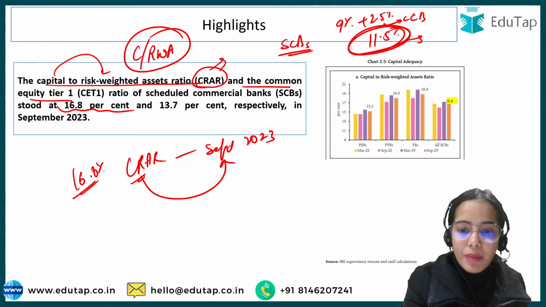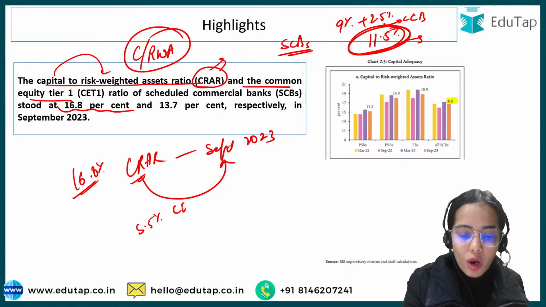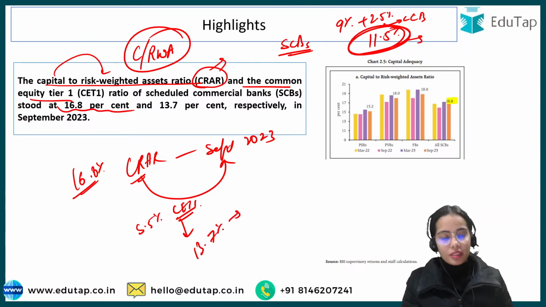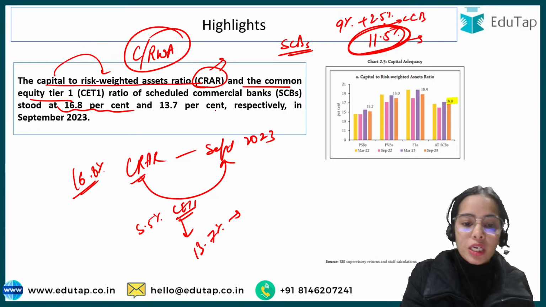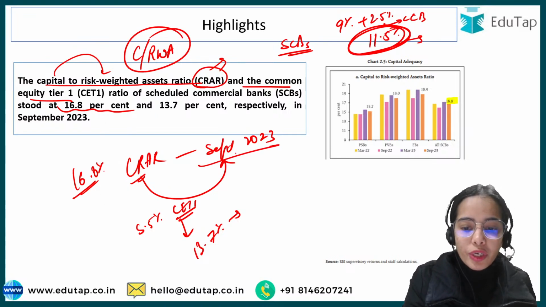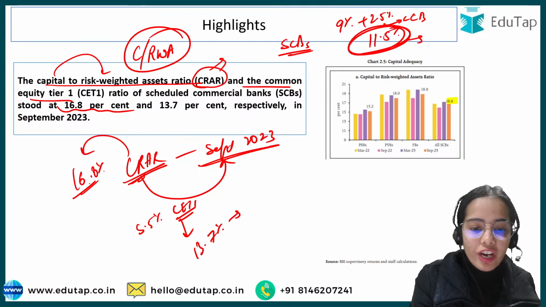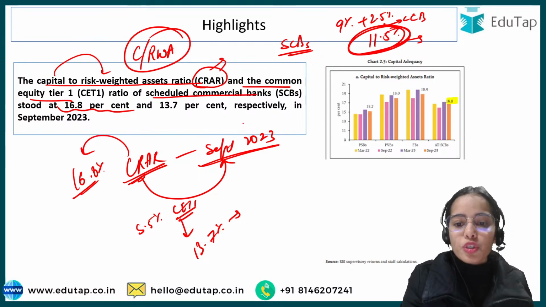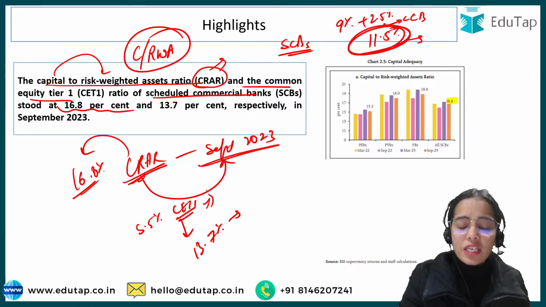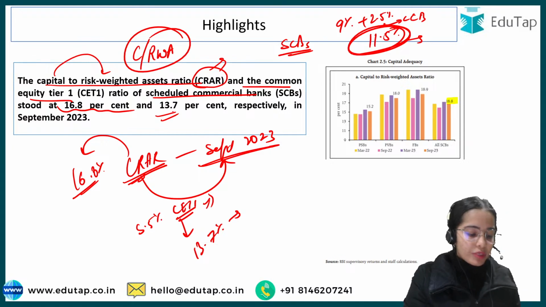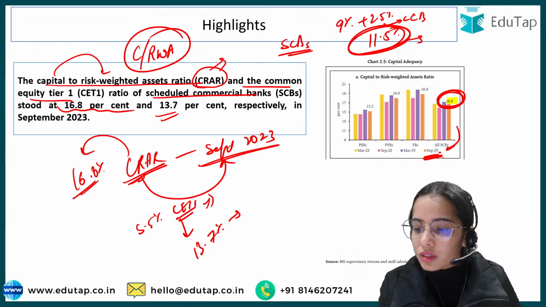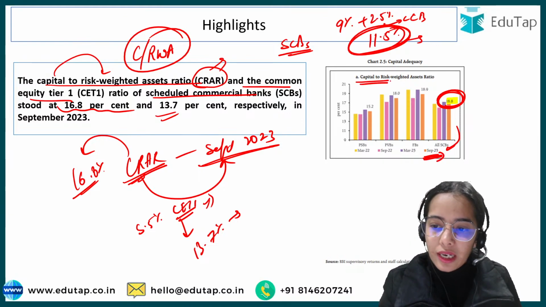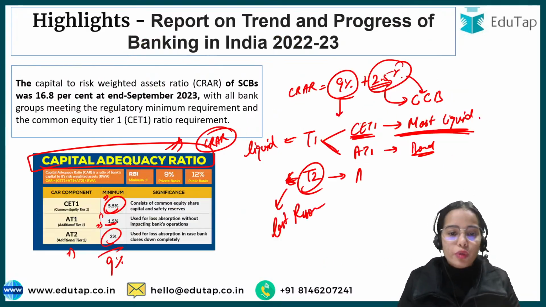Okay. Now the banks have to keep 5.5% of the common equity tier 1 capital, but they were actually maintaining 13.7% of the CET1 capital, the most liquid kind of capital that can take the banks out of any distress situation. So remember these percentages, that in September 2023, the CRAR was 16.8% that the scheduled commercial banks were maintaining, and the CET1 capital was 13.7% that the banks were maintaining. Okay, so 16.8%, September 2023 CRAR.